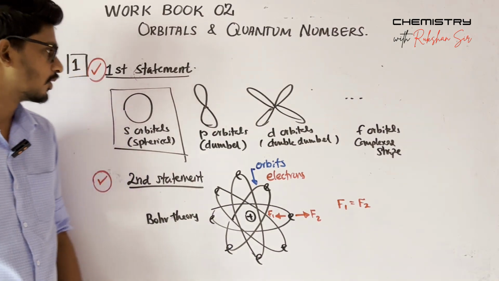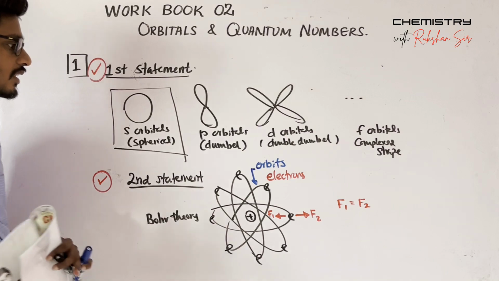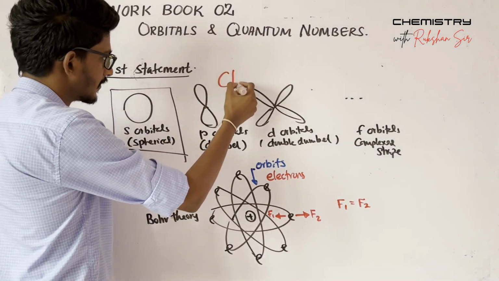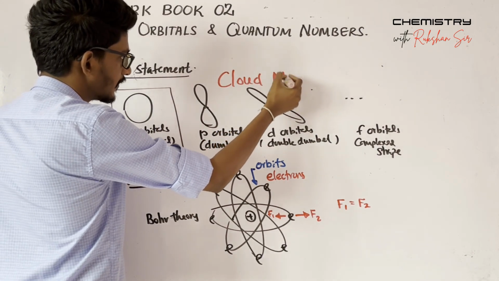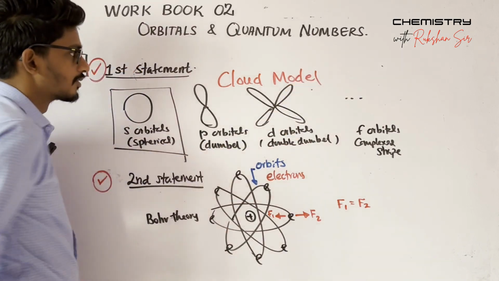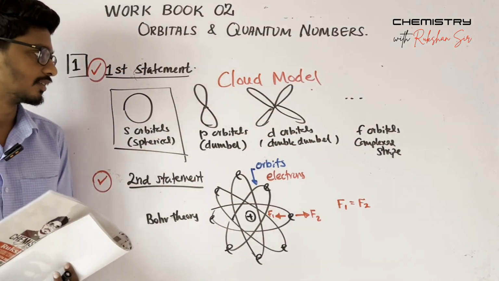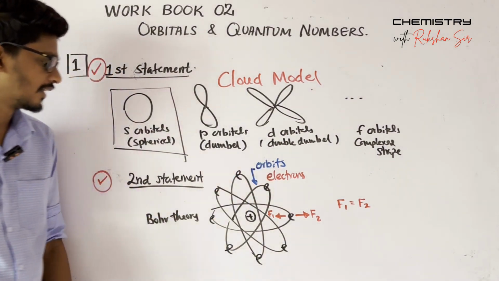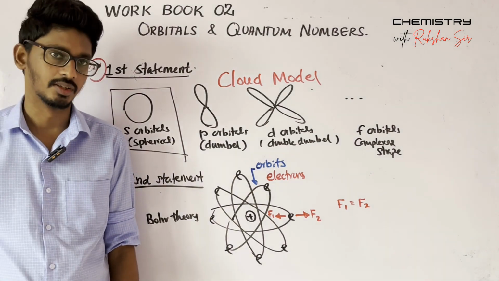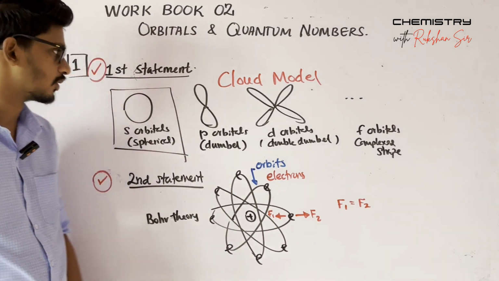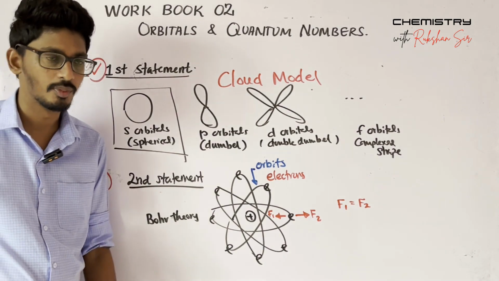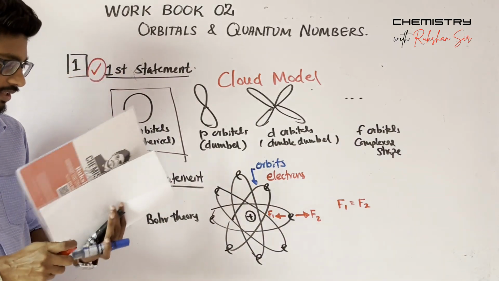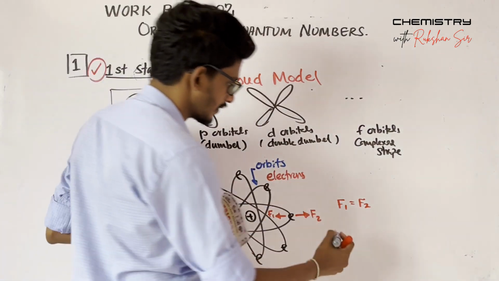Why is that? Because the orbital concept comes in the new atomic model, the cloud model, the quantum mechanical atomic model. But orbits are with Bohr's theory. These are two different concepts of atomic theories. So both the statements are true, but the second one won't explain the first one. That means the answer is answer number 1.